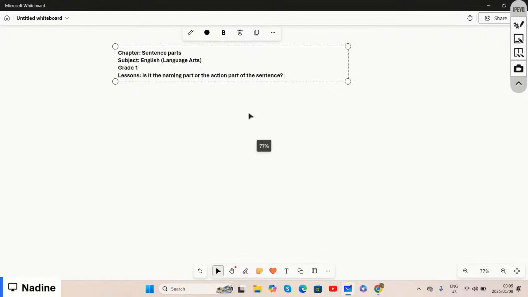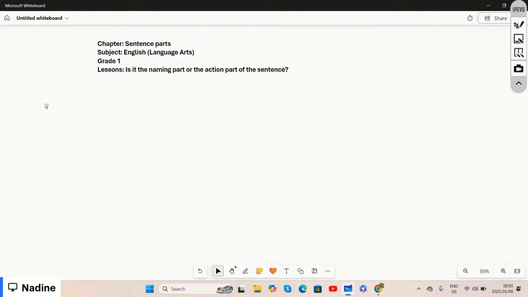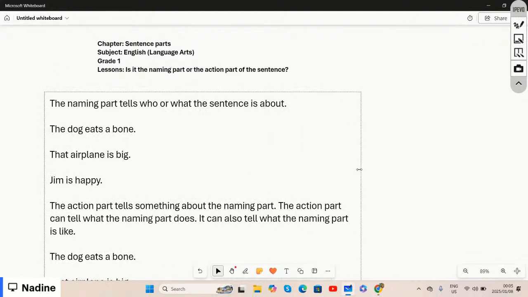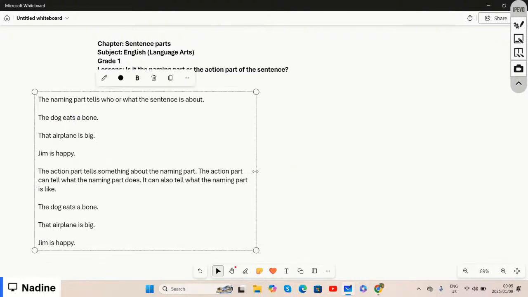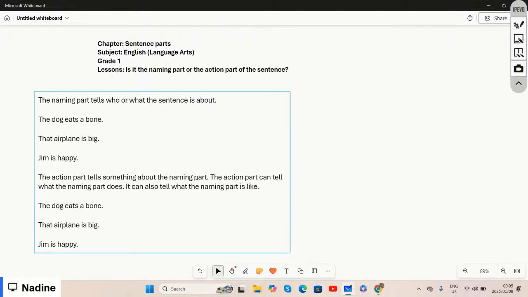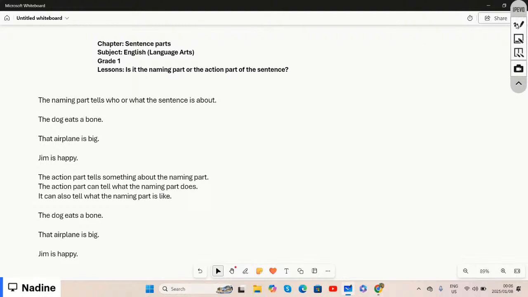Within a sentence, there are different parts. We have a naming part, which names a person or thing that is doing the action. And then we also have the action part, which tells us the action, the thing that the person or thing does. We're going to look at the naming parts as well as the action parts of a sentence.